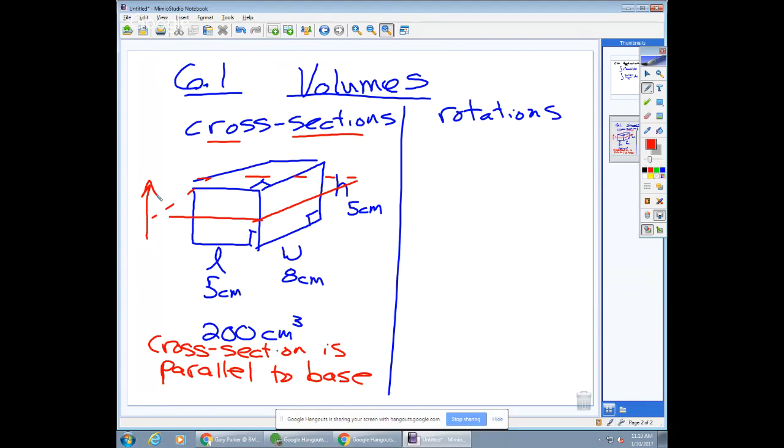Integration is all about accumulating stuff. So if we add up all of those cross sections, that should generate the volume. So we could look at the volume as the integral of the area of the base as we go from 0 to whatever the height is. Okay. And let's say y is going to be our vertical, our perpendicular measurement here. So let's call that dy.